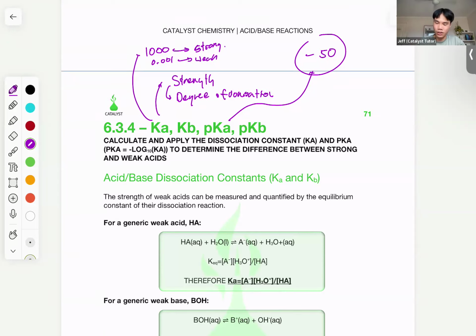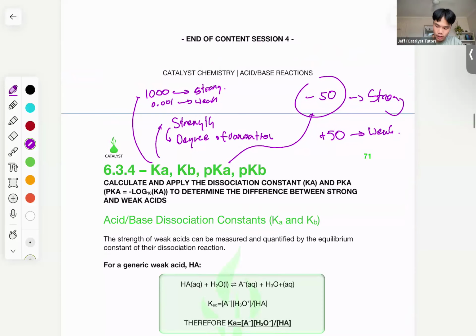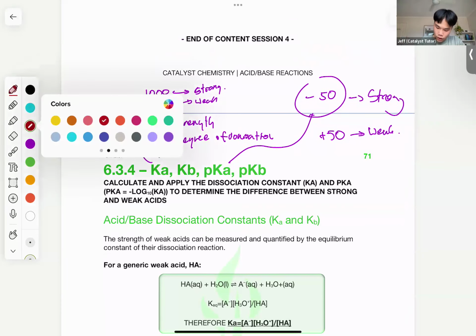Yeah, good Connor, good Zach. It's a strong acid. And if we instead have a pKa of positive 50, we know that is a weak acid. So Ka and Kb, pKa and pKb, they all measure strength. Ka and Kb are centered on 1. Bigger than 1, less than 1 is the difference. Whereas pKa and pKb, as we know, should be centered around 0.